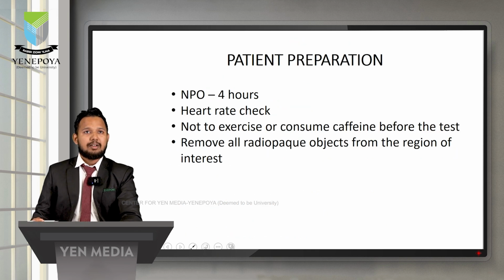Other than that, there are a couple of patient preparation steps which we have to take care of. One is NPO: the patient should be fasting 4 hours before the procedure. He shouldn't take anything by mouth. And heart rate check. A heart rate of 60 to 70 beats per minute is optimal for angiography. If the patient has a heart rate which is too high, beta blockers may be administered to reduce it. We shouldn't ask the patient to walk or consume caffeine before the test, as this may lead to an increase in the heart rate. And also all the radiopaque objects should be removed from the region of interest.